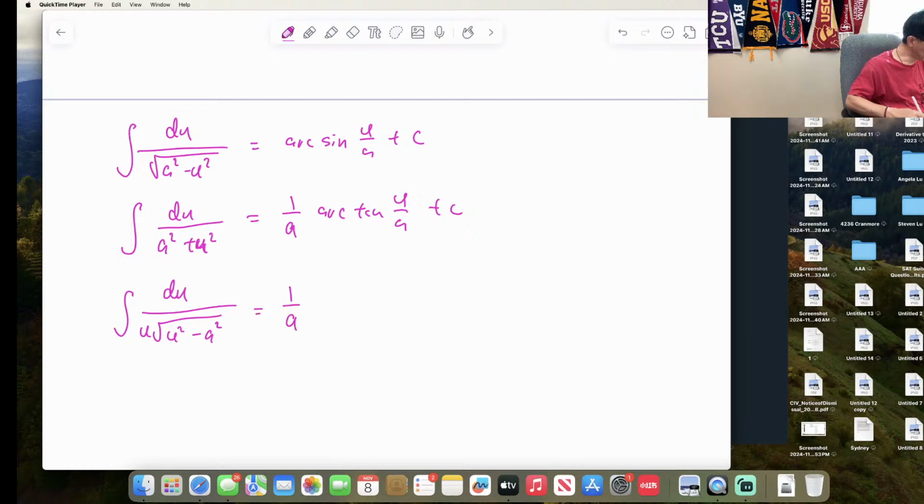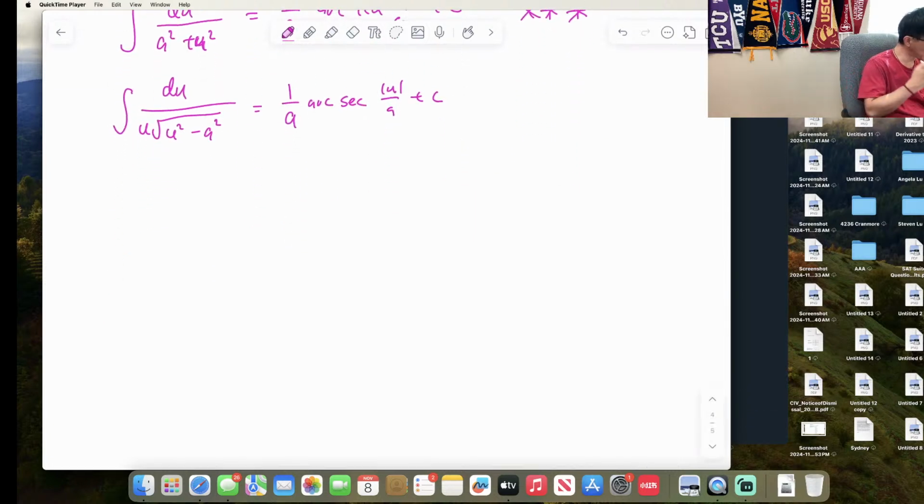One over a arc secant of u over a plus c. Now, I would say at least this one is a 3-star one. You're gonna see it a lot when we're doing sequence series. I think I remember that it shows up a lot of times. So again, arcsine and arctan are the most popular ones, not any other one.